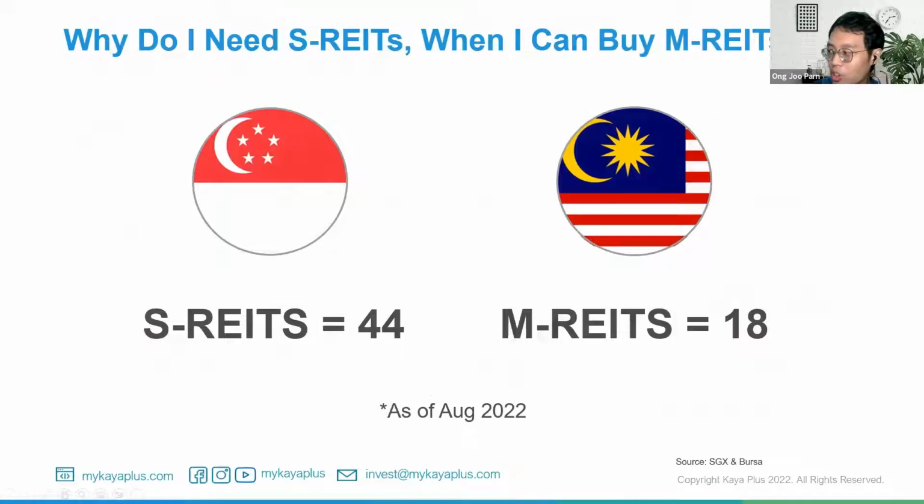So you might ask me, JP, I already have 18 choices in Malaysia, right? There are 18 Malaysia REITs for me to choose from. I don't need to buy every one of them. I just need to buy maybe the top 3, best of the best. And why do I need to put my time and effort to look into REITs in Singapore? Well, I have 44 here in Singapore. And out of these 44, maybe some of them are even better than the Malaysia REITs that you have, right?